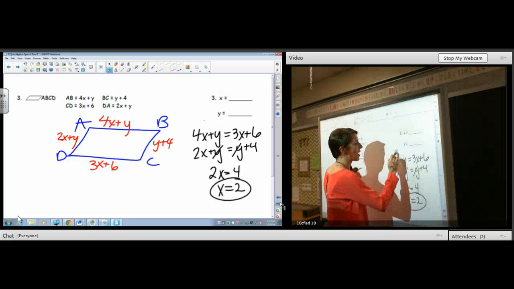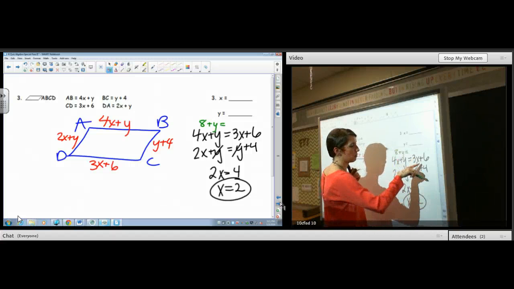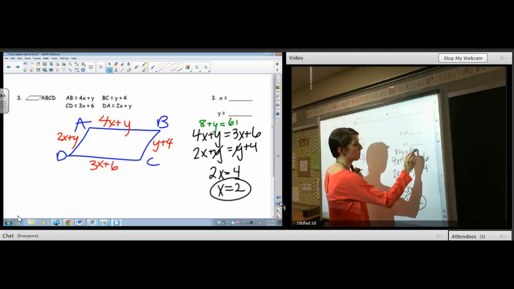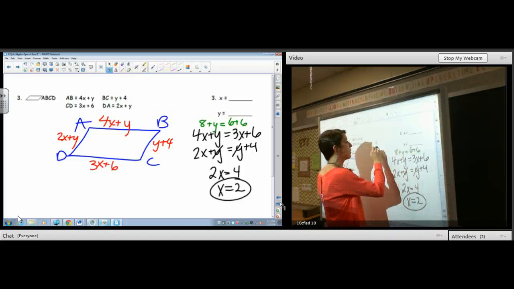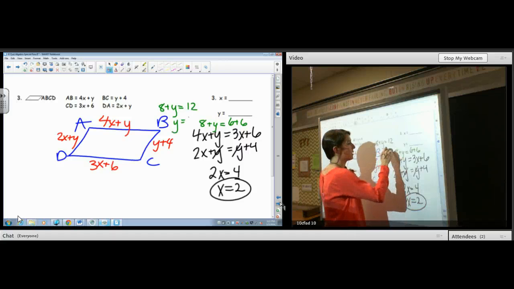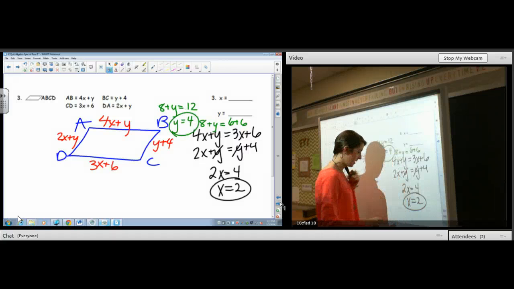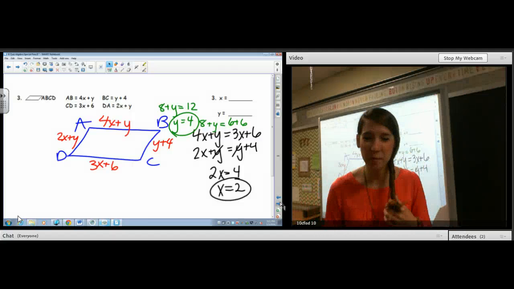4 times 2, 8. 8 plus y equals 3 times 2, 6. So 8 plus y equals 12. Y is 4. So there's x, there's y, and those are the only problems I'm going to work from this quiz.